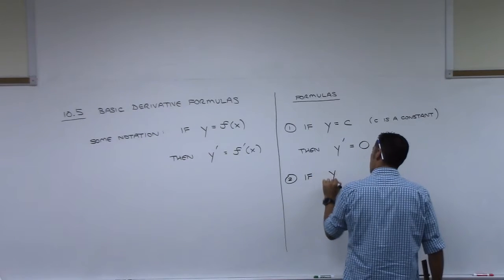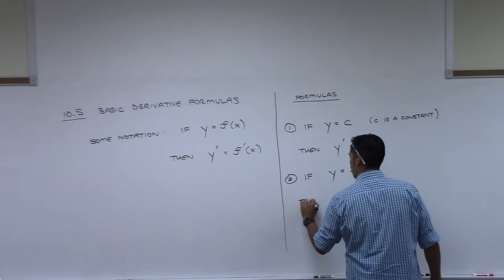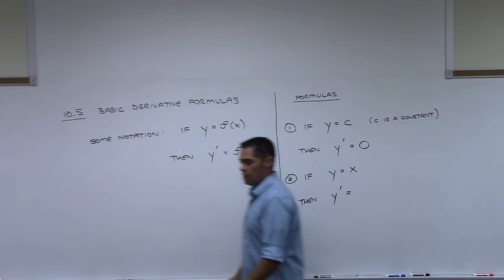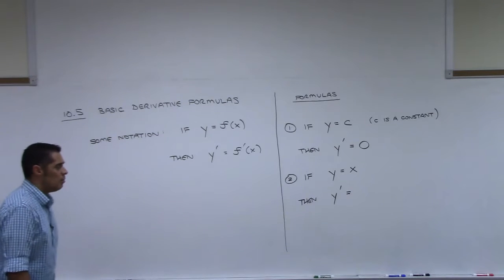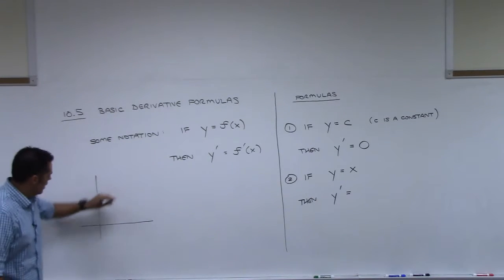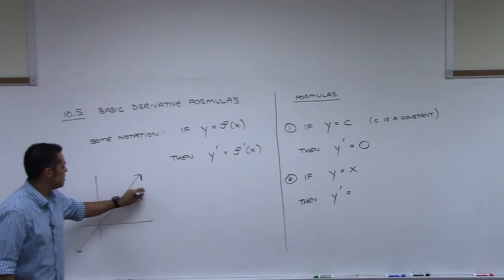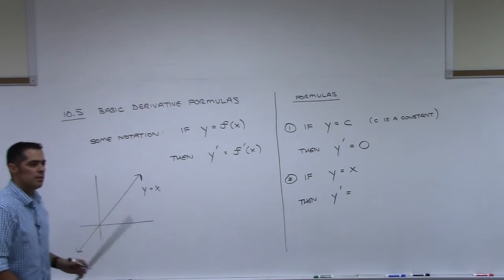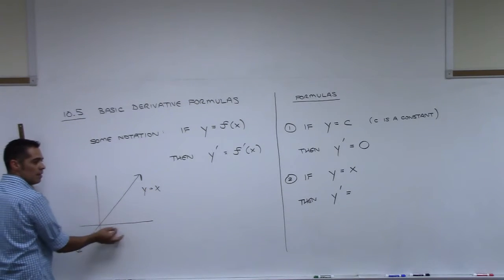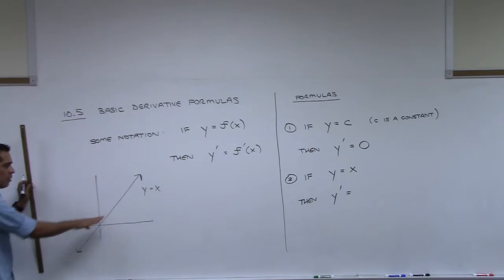Second rule. If y equals x, then y prime equals what? So do we know what the function y equals x looks like? It's that function that's like a perfect diagonal. That's y equals x. Because the way this function works is if you plug in 1, it spits out 1. If you plug in 2, it spits out 2. If you plug in 3, it spits out 3. So it's like this perfect 45-degree angle.